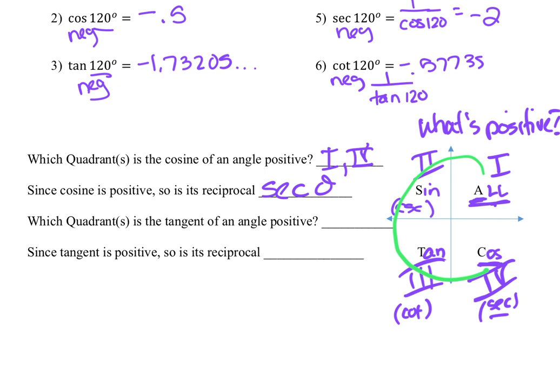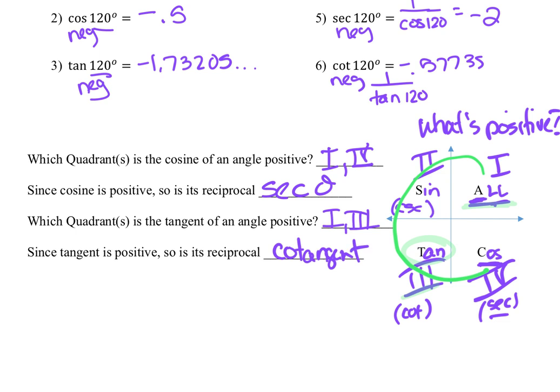So in which quadrant or quadrants is the tangent of an angle positive? Since tangent is positive in quadrant 3, and all of them are positive in quadrant 1, now we know that 1 and 3 is where tangent is positive. And since tangent is positive, so is its reciprocal, cotangent.